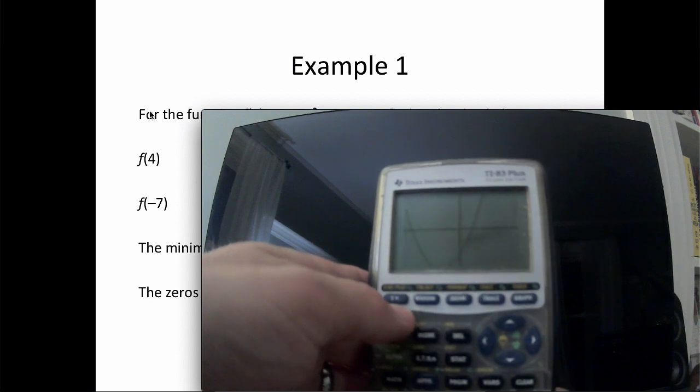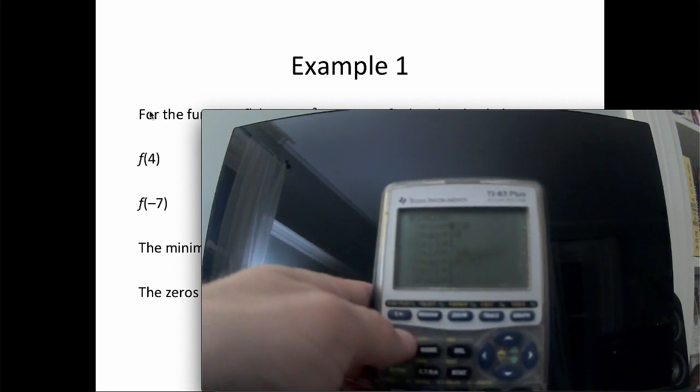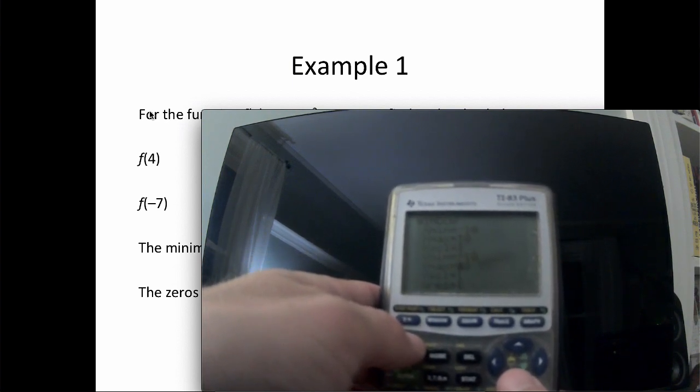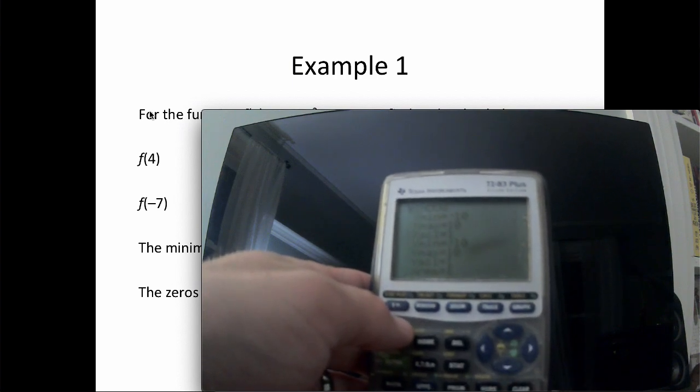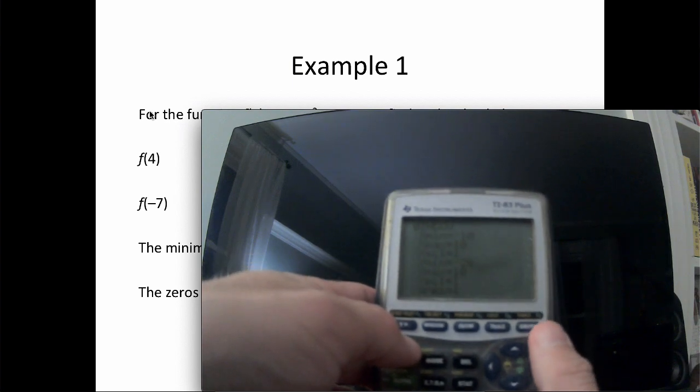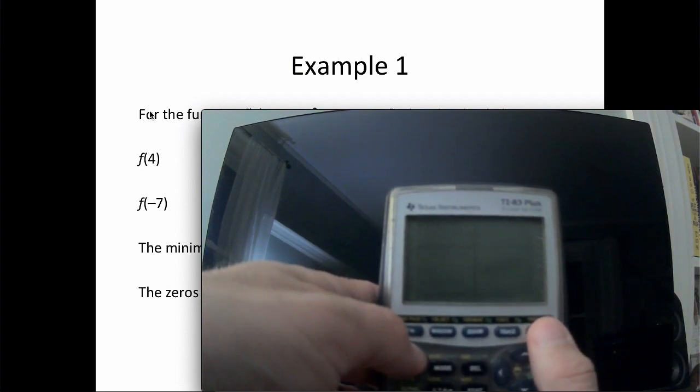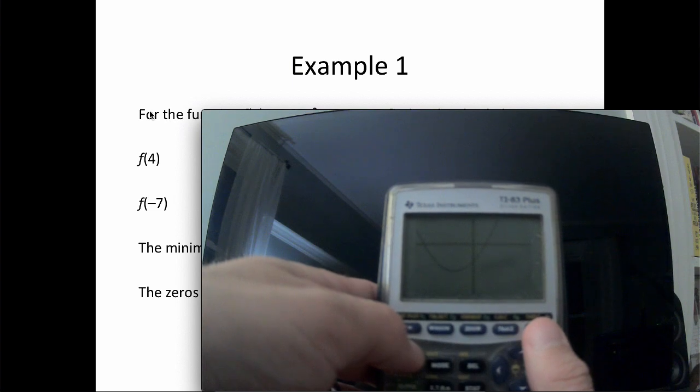But our window is a little bit off, so I'm going to press window, and then go down to y min, and change that to negative 20, just so we can see it a little bit better. So if we go y min down to negative 20, you can see the bottom now.